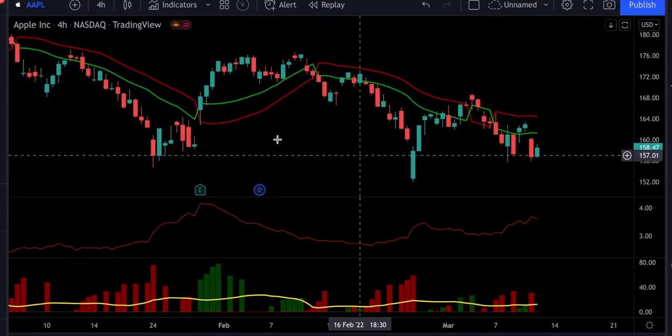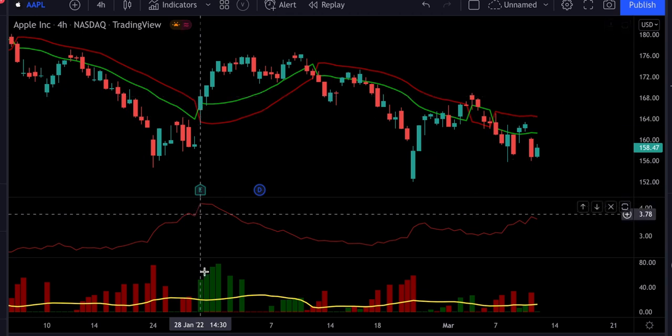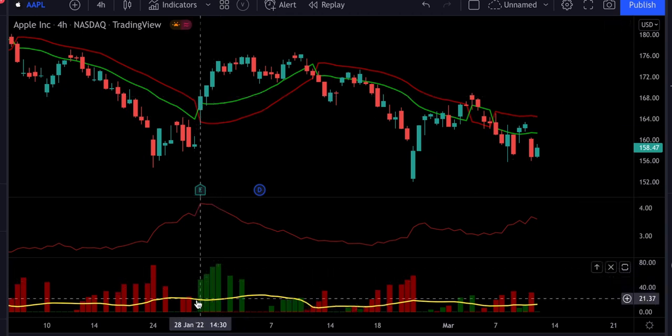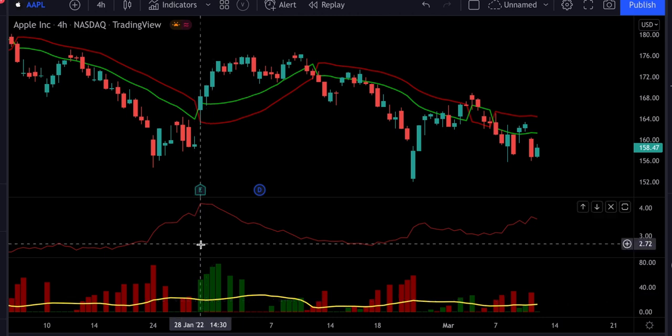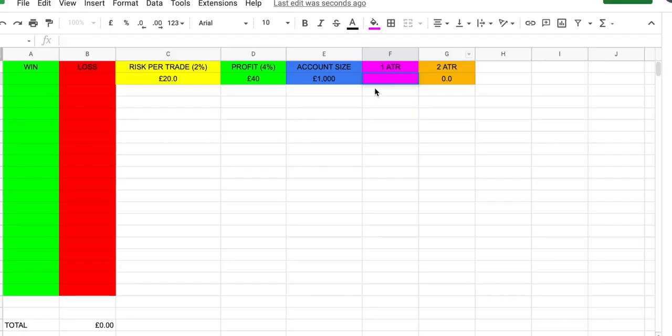For example, we have a long signal from our main confirmation indicator right here. We also see that there is sufficient volume in the market. The histogram is colored in green and it's above this yellow line. The next thing we need to do is take a look at the value of our ATR. You see on the right hand side, the value is 4.14. So the next thing we do is input that value into our ATR column. Now we're going to set our stop loss at 4.1 and our take profit level at 8.3.